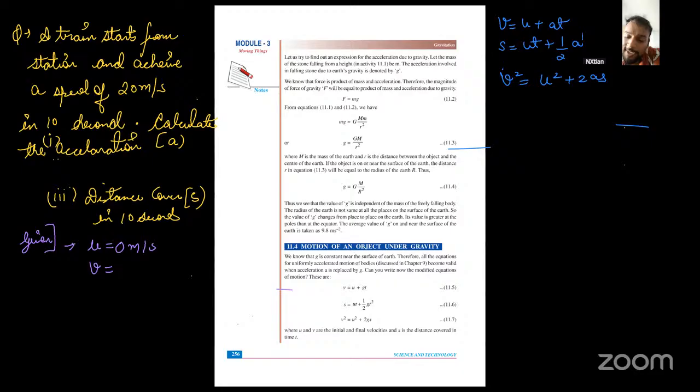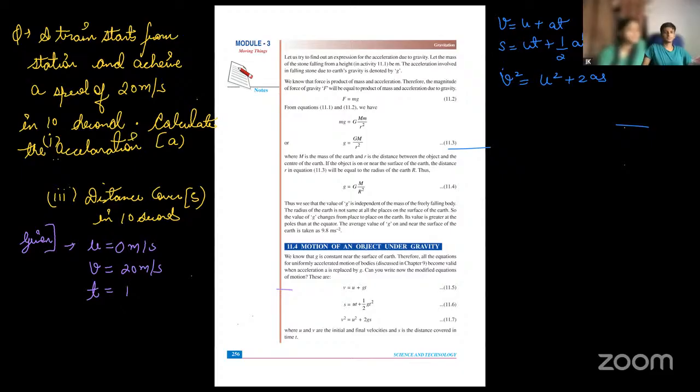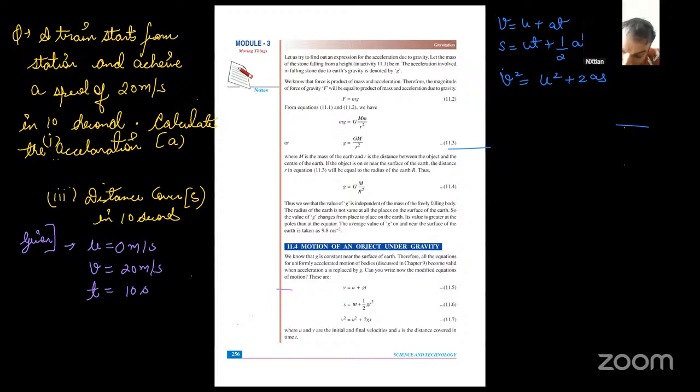What is the final velocity? 20 meter per second. Perfect, 20 meter per second. What is the time taken? How much time is taken to achieve the 20 meter per second? 10 seconds. Okay. And one more thing. What is the acceleration?